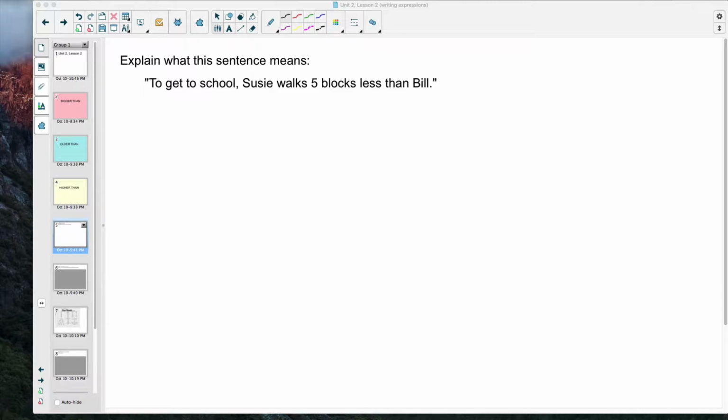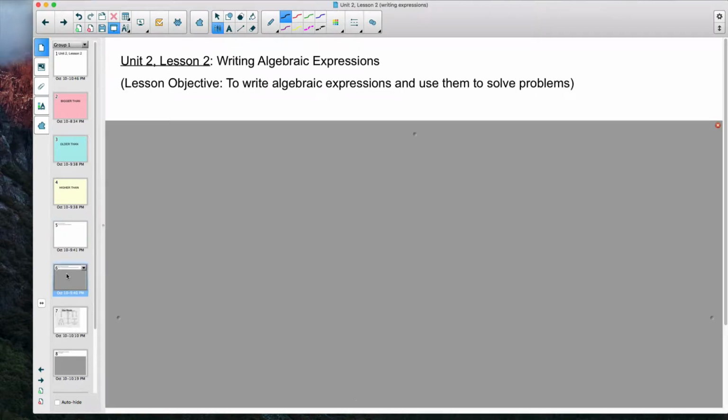If you knew how many blocks Bill walked to school, how would you figure out how many blocks Susie walked? These are the questions that I'd like you to start getting in your brain as we go through this lesson, because today's lesson is all about writing algebraic expressions. This is Lesson 2 of Unit 2, and the objective, not that you have to write it down, but just to focus what we're doing, is to be able to write algebraic expressions and then use them to solve problems. The best way to do this is really just to go through some examples.